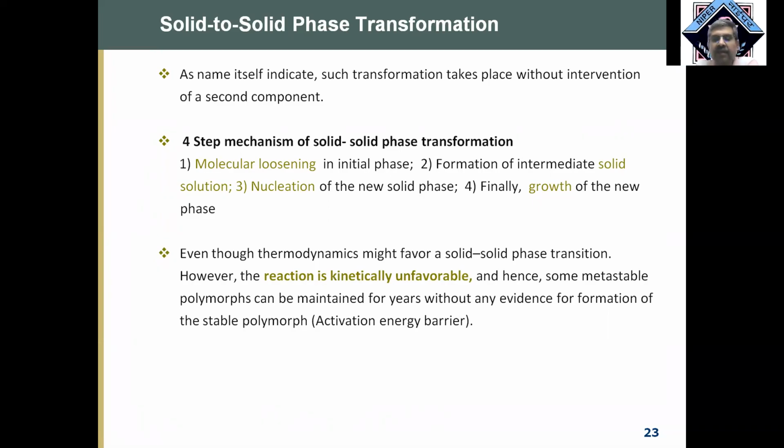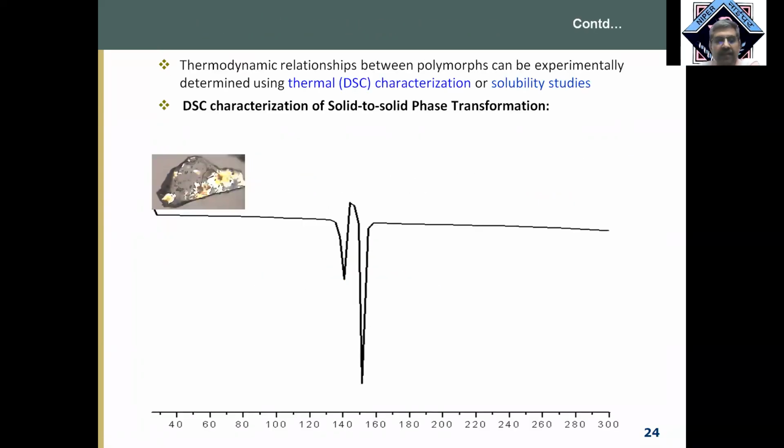The concept being conveyed here is that although the metastable phase is likely to convert into the stable phase, this is prevented by the existence of an activation energy barrier, and hence spontaneous transformations may not take place unless the activation energy barrier is crossed in some manner, that is by providing energy in some form. This phase transformation will not take place.